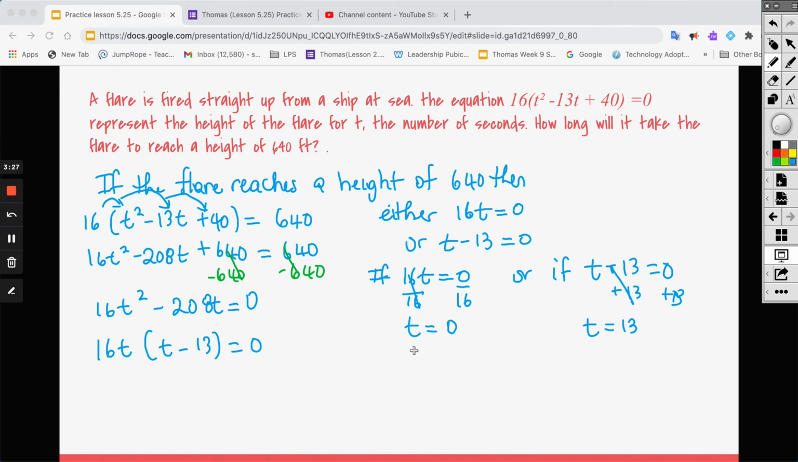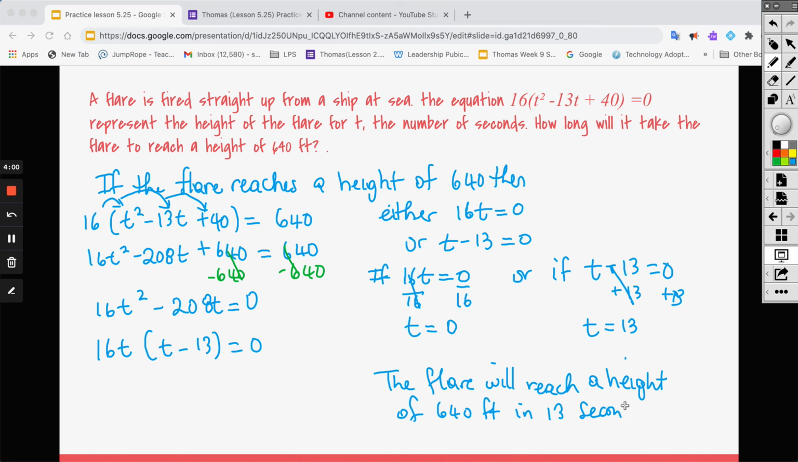So based on how long will it take the flare to, at 0 seconds it's just starting, so the flare will reach a height of 640 feet in 13 seconds, because time was measured in seconds. So the solution that will work for us is 13 seconds.